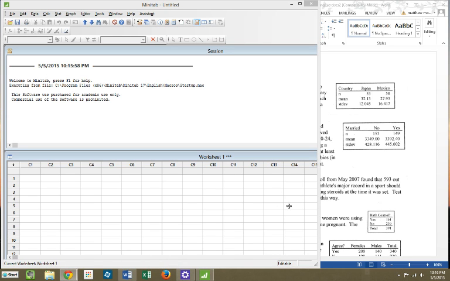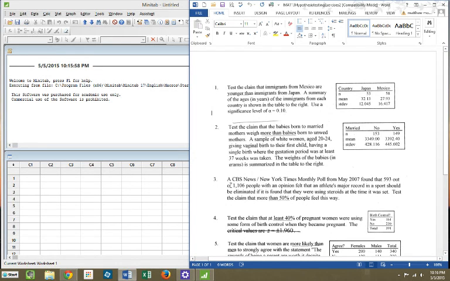Okay, ladies and gentlemen, let's take a look at doing some hypothesis testing. Now, of course, for your test, you're going to need to be able to use Minitab. Now, you'll be able to use Minitab on any variety of problems. So let's go ahead and take a look at something like this.